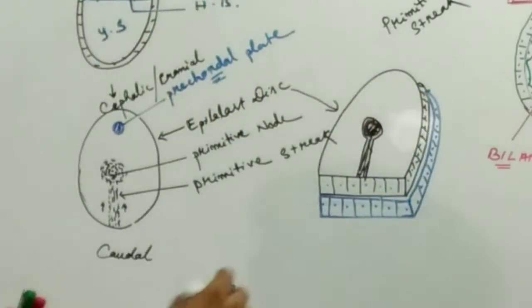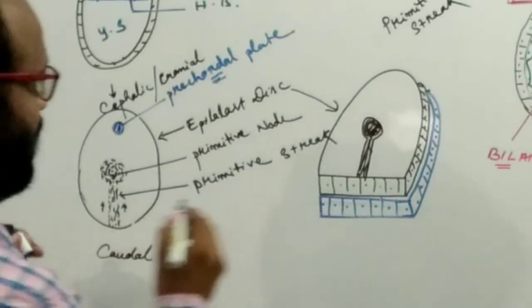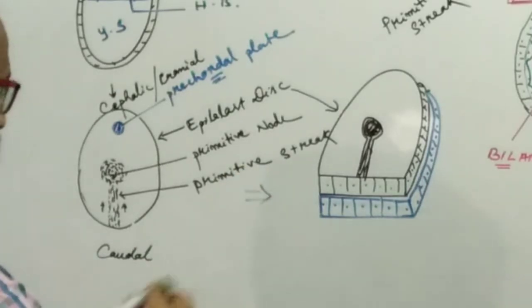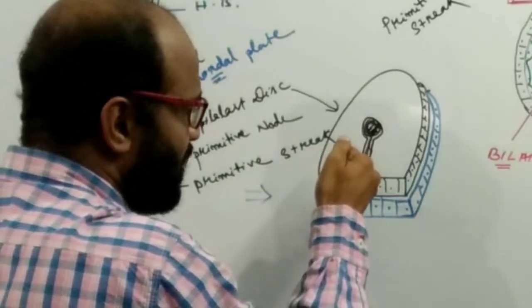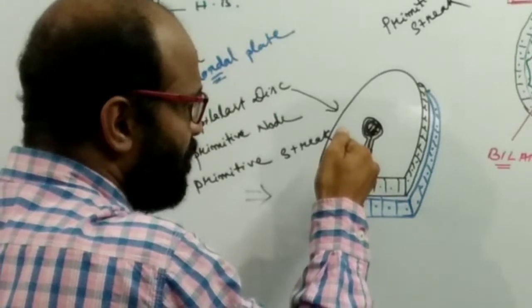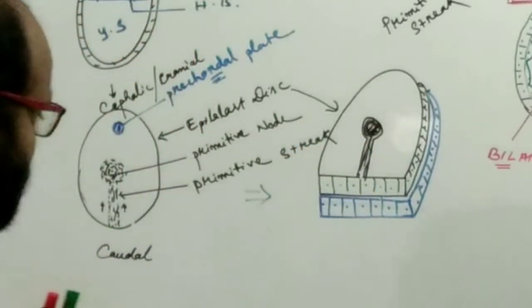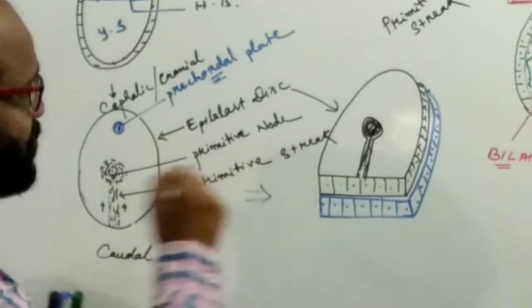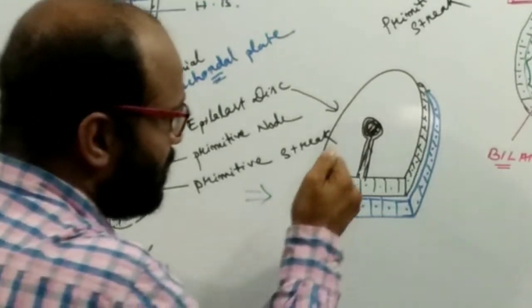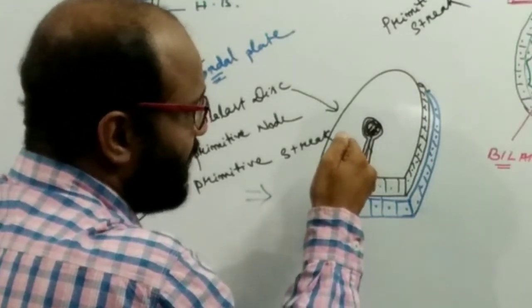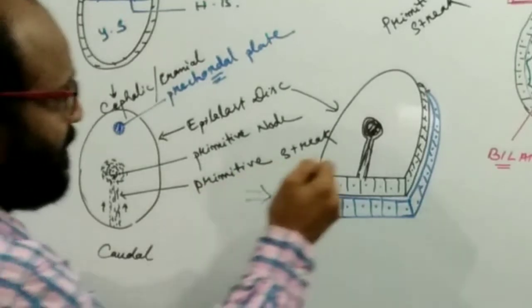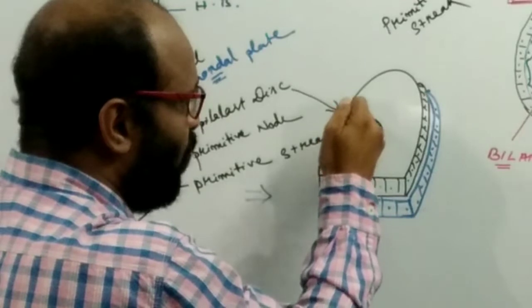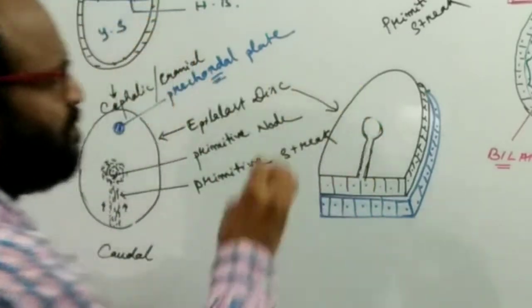So what happened here? After the formation of the primitive streak, there is dying of the cells of the epiblast. Please try to understand. After the thickening, after the formation of the primitive streak, there is now the beginning of the dying of the cells present in the primitive streak as well as the primitive node.